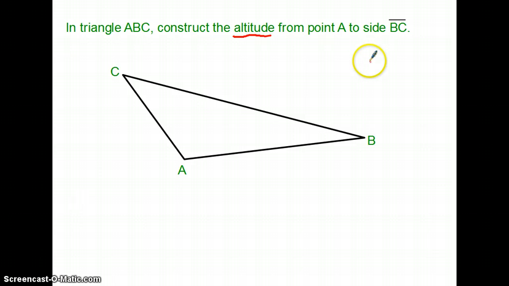We talked about constructing a perpendicular from a point off a line to a line, and how do you make sure you're constructing a line that goes through that point that is perpendicular to that given line. That's what we're going to need for altitude here.